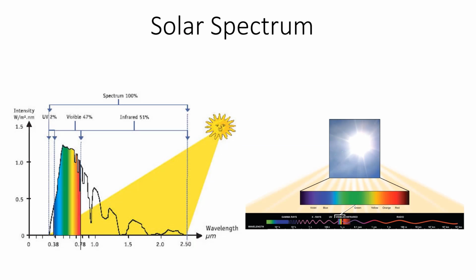Now, if we are talking about the energy that is produced by the sun, our sun is producing about 2% UV light, right? 47% visible light, and 51% infrared light. We refer to this as the solar spectrum.